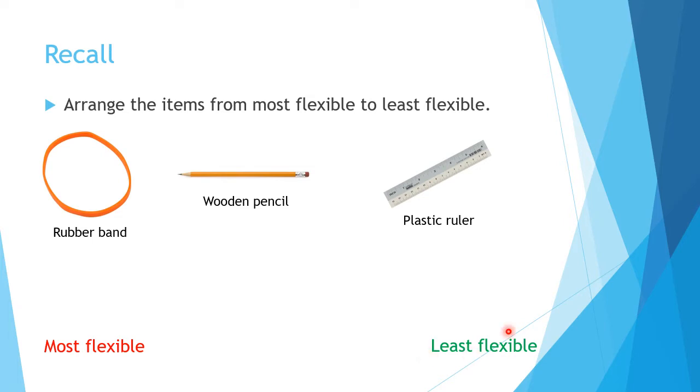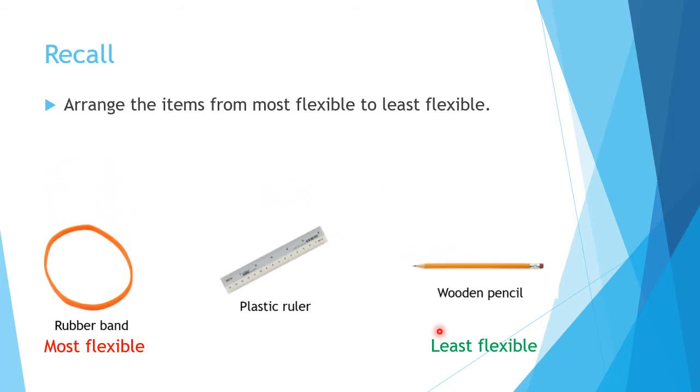Okay, so have you made your decision? Which one is most flexible? Which one is least flexible? Let's see the answer in 3, 2, 1. Okay, so the most flexible out of the three is the rubber band. In the middle, we have the plastic ruler, and the least flexible is the wooden pencil.